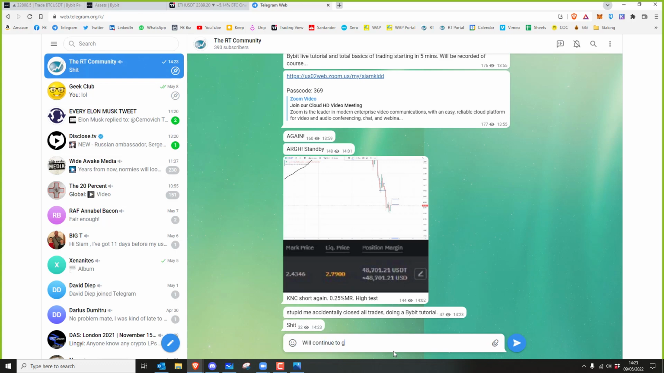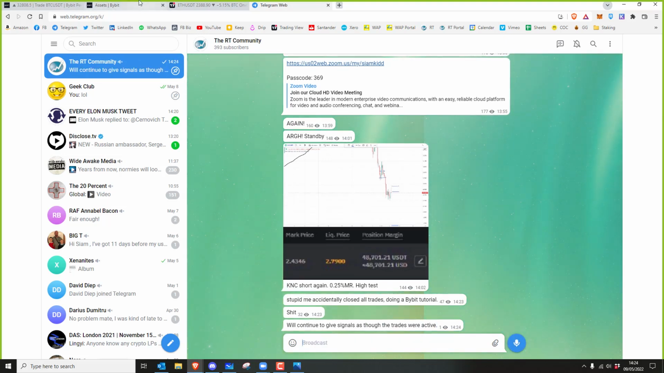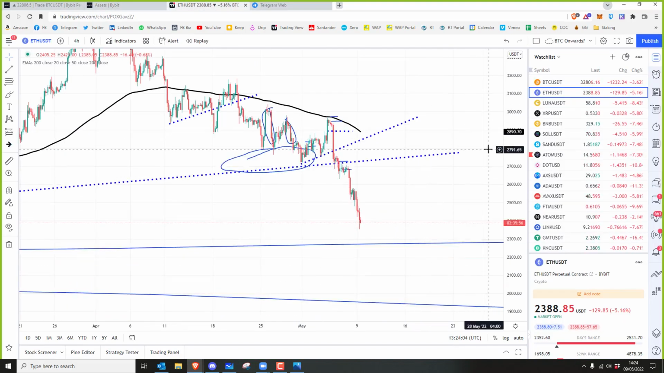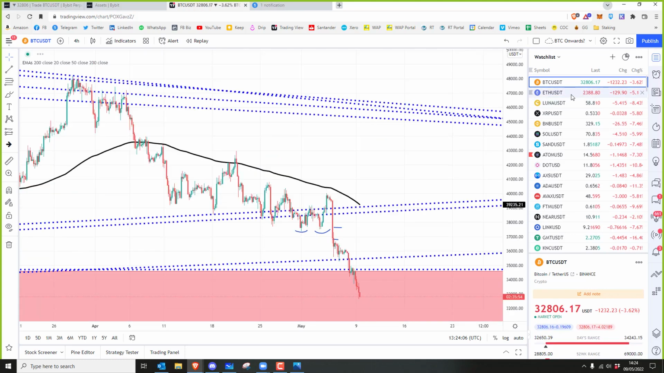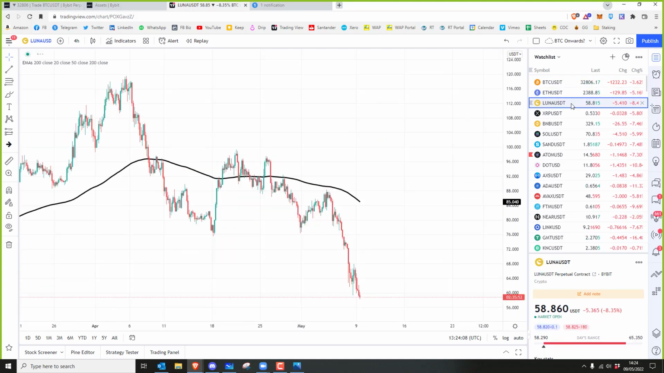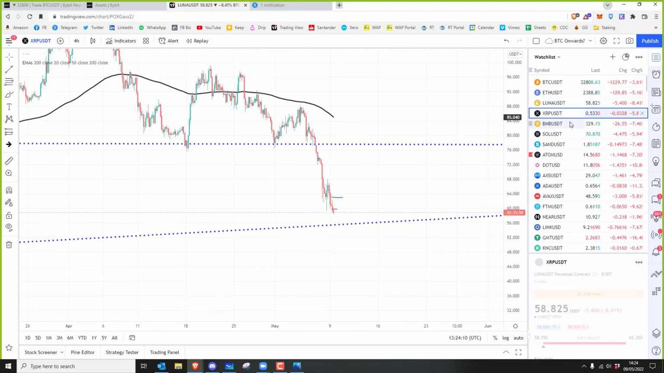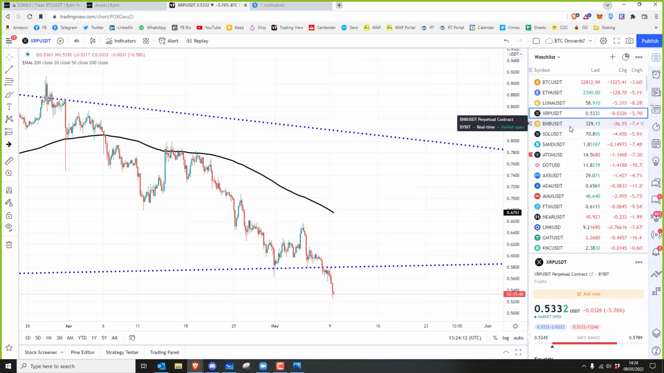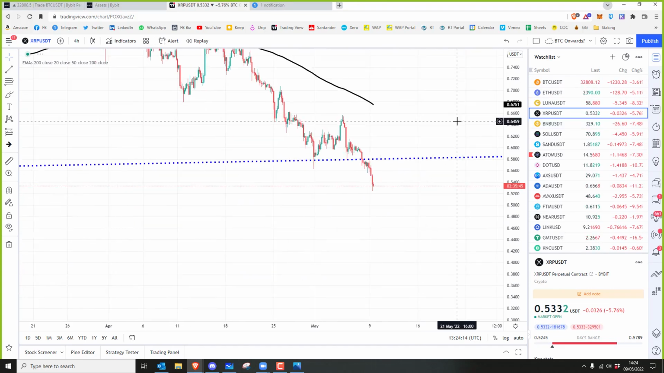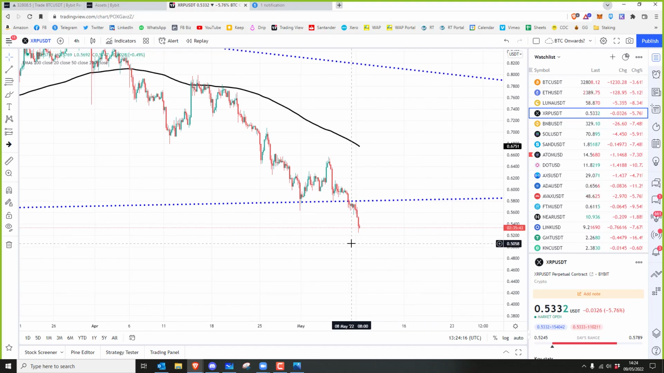Continue to give signals as though the trades were active. Right, what I can do is, just because I'm still bearish, I still think a lot of the things are going to fall. No, actually, I'm going to continue. This will end up just being a live trading session instead of a tutorial. Let's carry on with this.